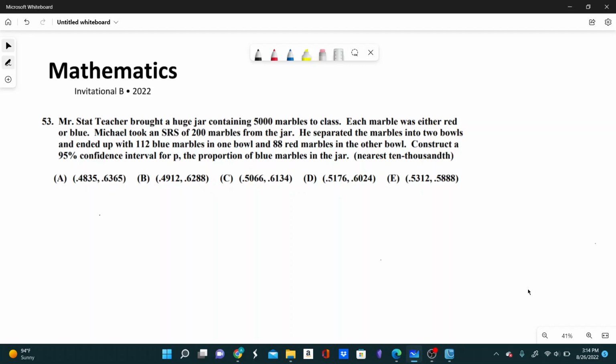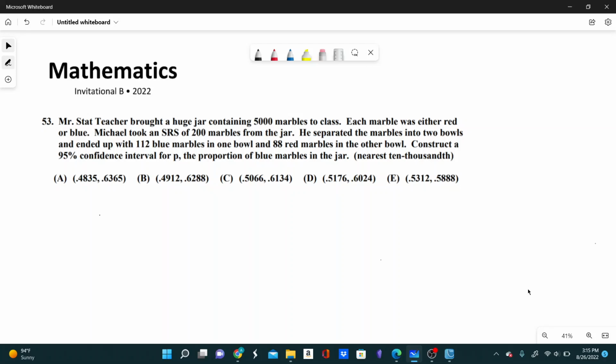Number 53. Mr. Stat Teacher brought a huge jar containing 5,000 marbles to class. Each marble was either red or blue. Michael took a simple random sample of 200 marbles from the jar. He separated the marbles into two bowls and ended up with 112 blue marbles in one bowl and 88 red marbles in the other bowl. Construct a 95% confidence interval for P, the proportion of blue marbles in the jar.